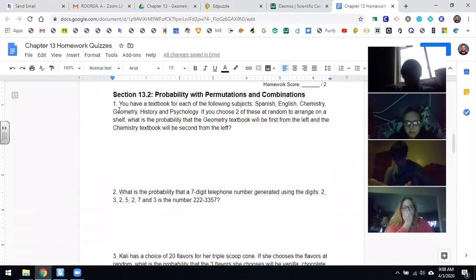So if we look at example 1, it says you have a textbook for each of the following subjects. There's Spanish, English, chemistry, geometry, history, and psychology. Now, if you choose 2 of these at random to arrange in a shelf, what is the probability that the geometry textbook will be first and the chemistry textbook will be second from the left? Okay, so notice order does matter, which means this is a combination, right?